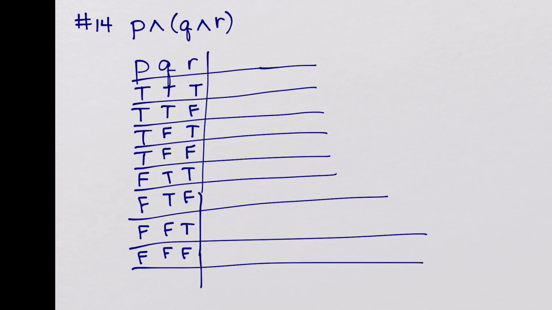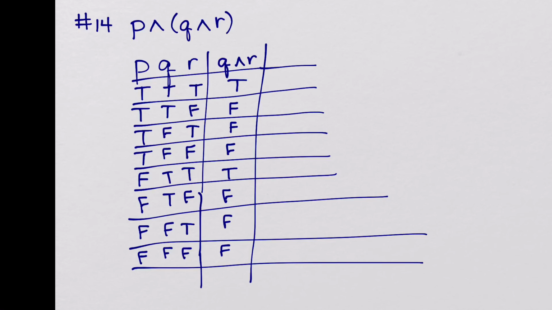Okay, so now we'll make a column for Q and R. Because that's in parentheses, we're going to work with that first. So Q and R, when we combine that, again, keep in mind if there's any false in it, the result is false. So we get true, false, false, false, true, false, false, false.